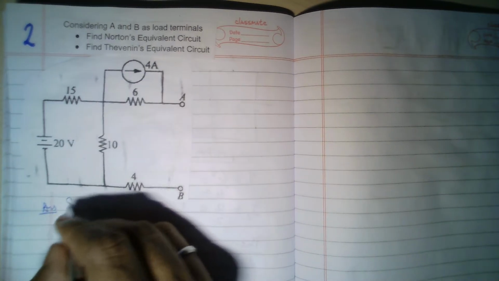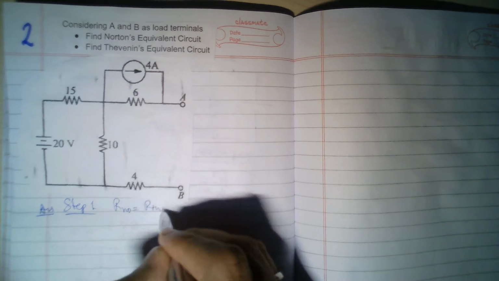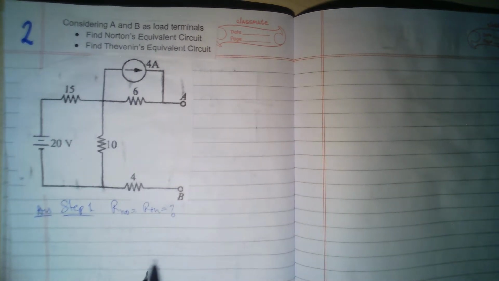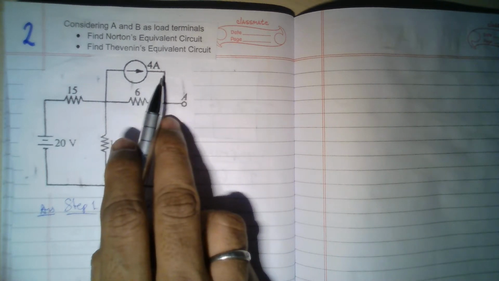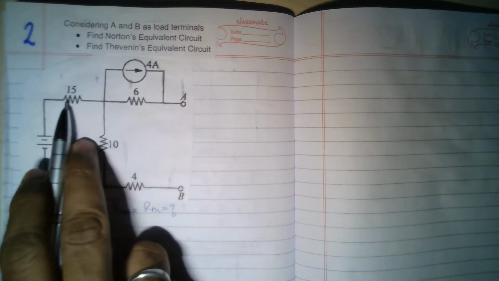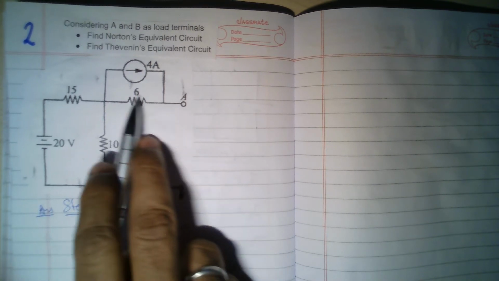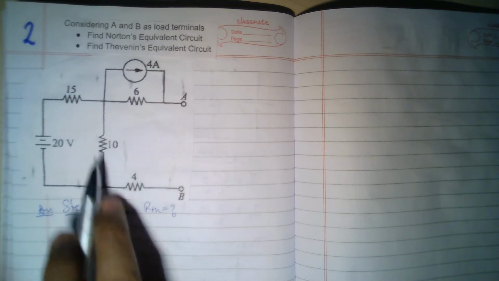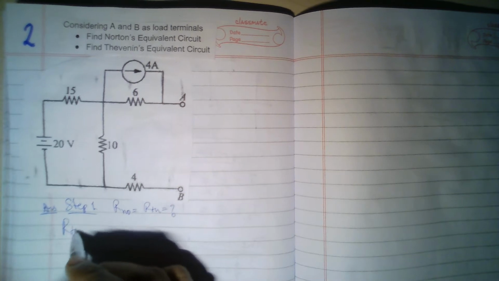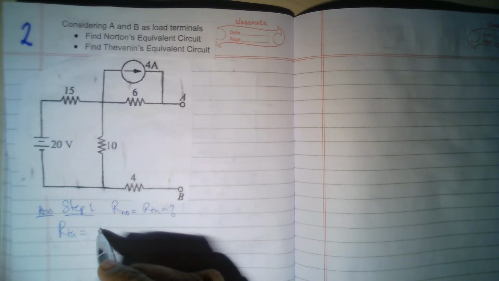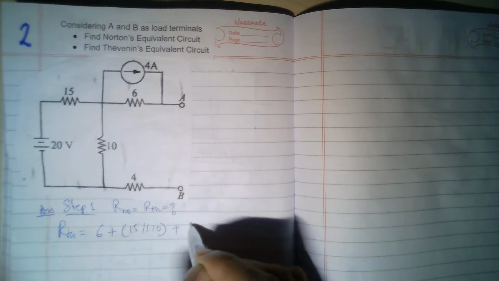So first, step 1, find RNO equal to RTH equal to what? What I have to do? All the voltage sources have to be short circuited, all the current sources have to be open circuited. So if I short circuit this, 15 and 10 will become a parallel connection. Then 6 will be in series with that parallel connection, and 4 will be in series with it again. So RTH will become 6 plus 15 parallel 10 plus 4.